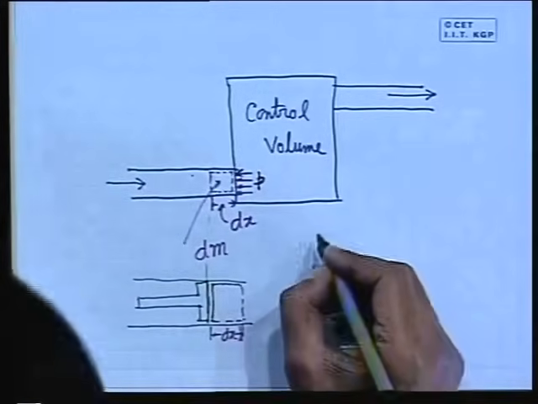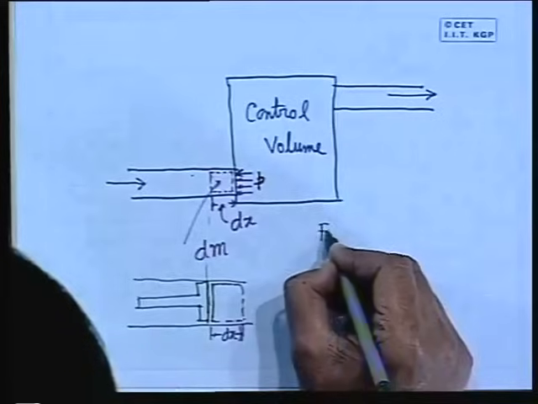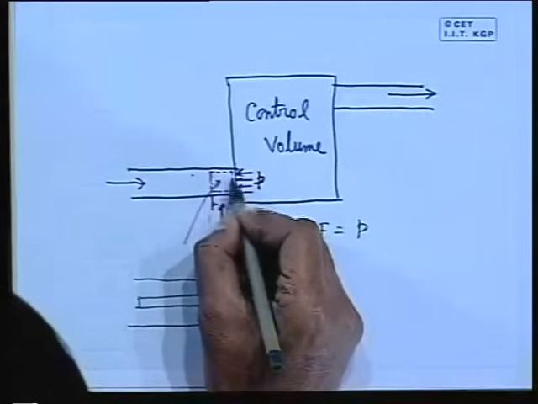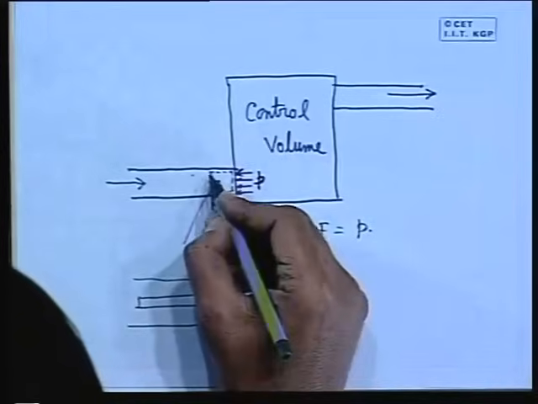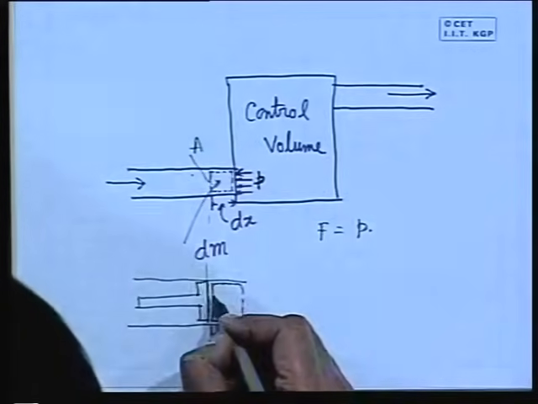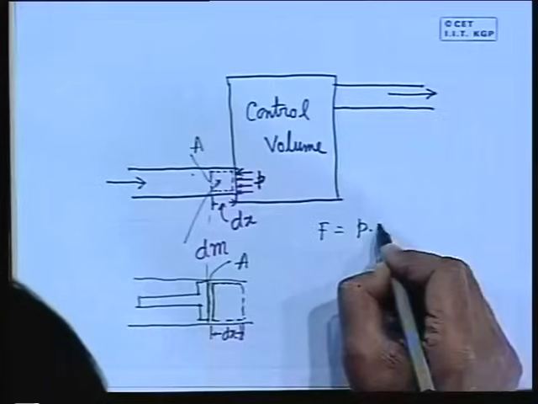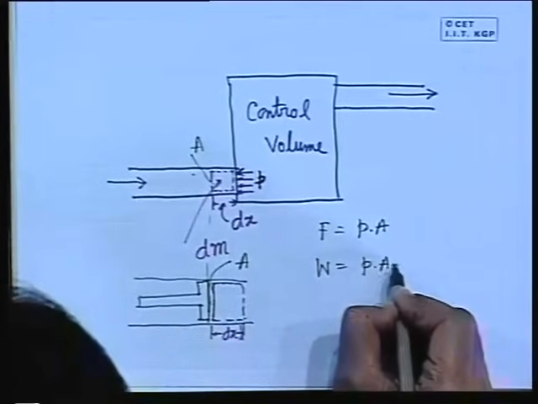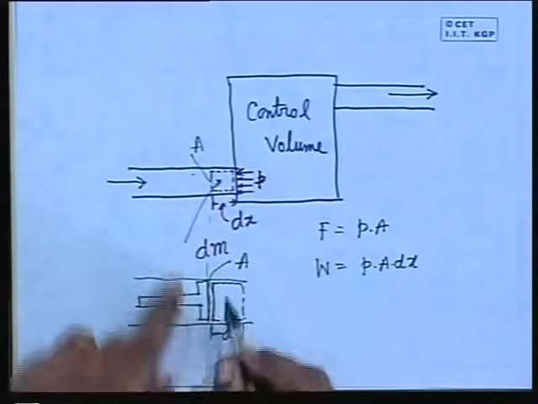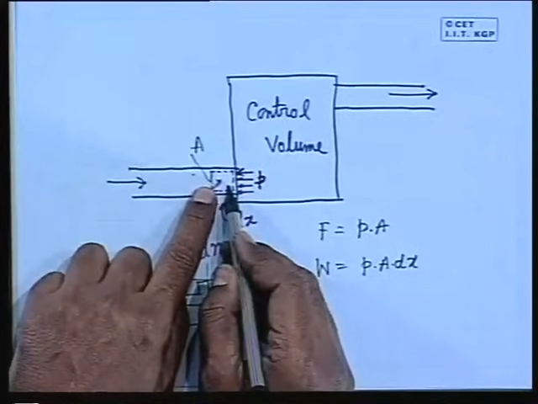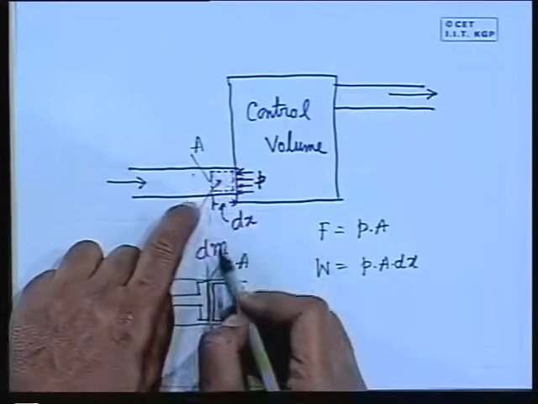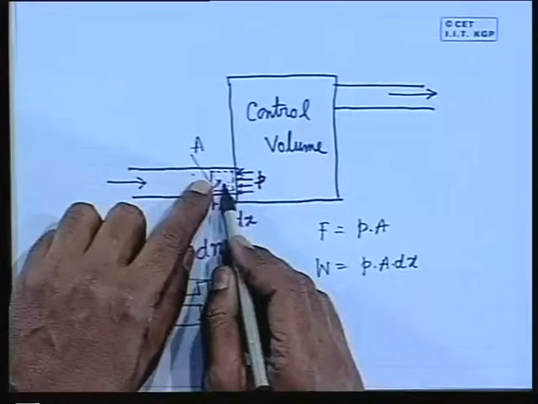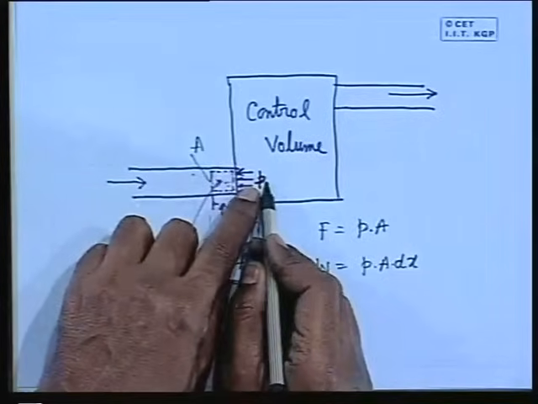So what is the work done? The force on this piston will be against this pressure P, which is prevailing here also on the small elemental mass. So P into A, where the cross-sectional area is A. Now the work done is P into A into dx. When this work is done on this element of fluid, a small amount of mass we have identified, it is stored in the mass as energy, which is pressure energy, as it crosses the control volume.